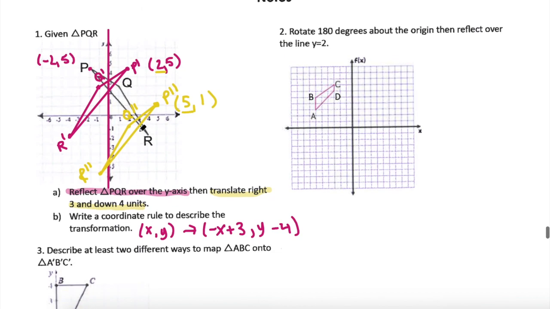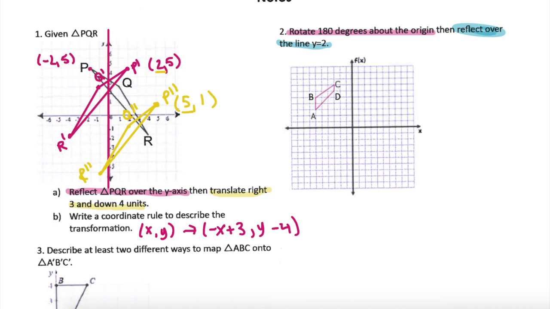Let's go ahead and take a look at our next type of transformation. If you have tracing paper at home, this would be a great time to use it for your rotation. However, I'm going to go ahead and show you how we can do our rotation without using our tracing paper. So remember, when we're rotating 180 degrees, let's start by, I'll highlight that. We're going to rotate 180 degrees about the origin, and then we are going to reflect over the line y equals 2.